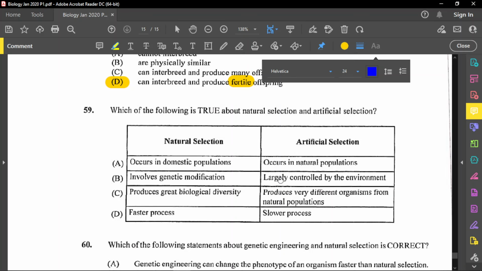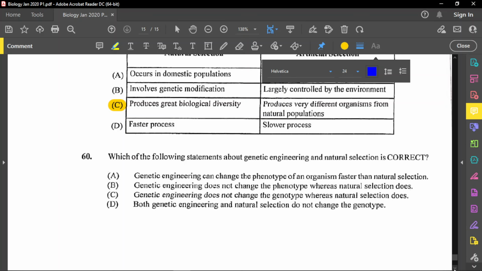A is wrong because of this. B is wrong because of the artificial part. Produces very different organisms from the natural population. Yes, that's what artificial selection does. Selection by man. So C looks good. Yes, faster is artificial, slow is natural. So C.